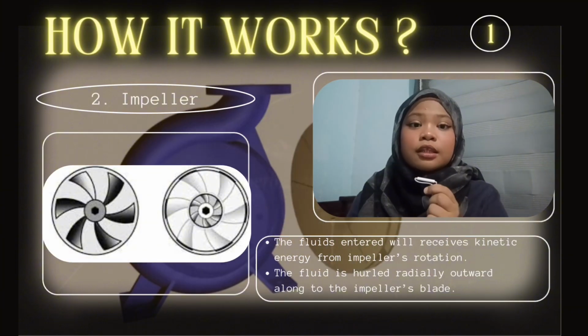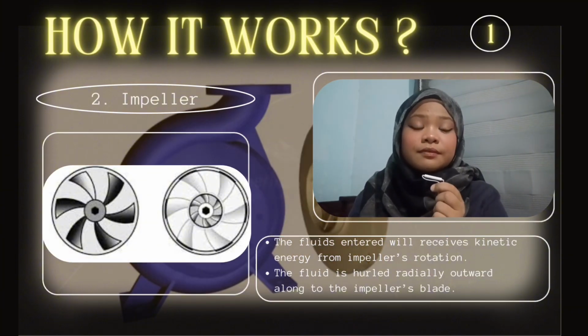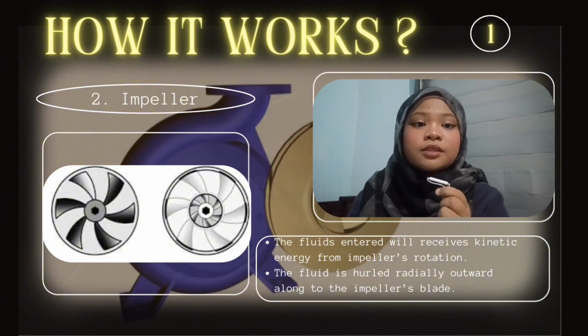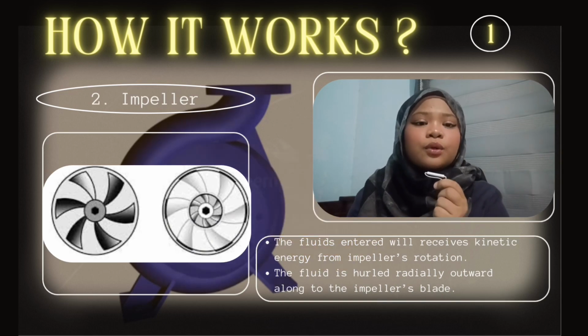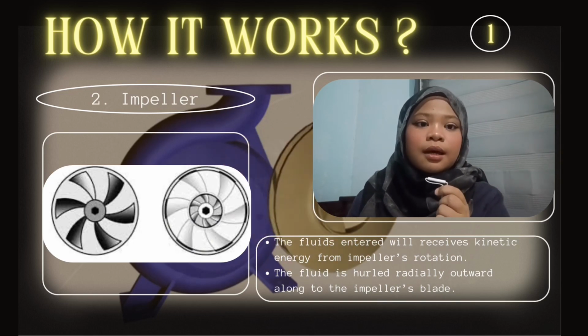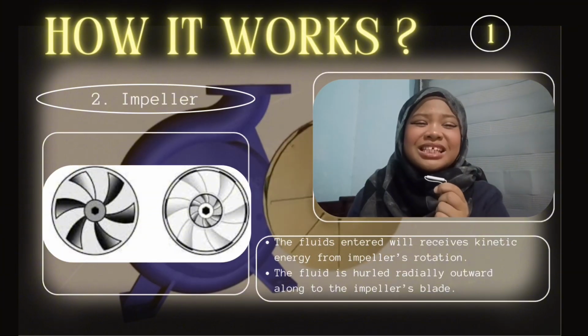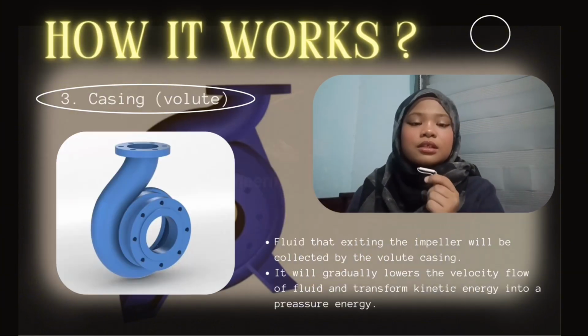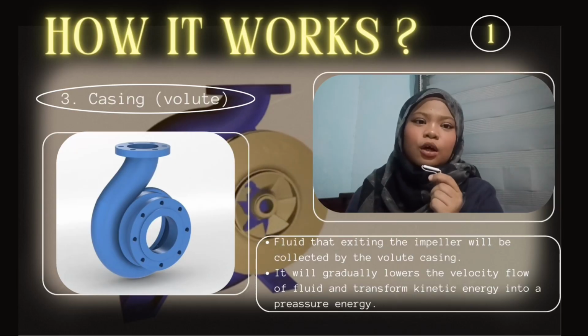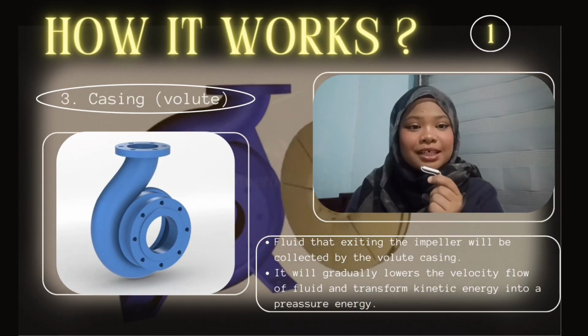In the impeller, the fluid that enters will receive kinetic energy from the impeller's fast rotation. Then the fluid is hurled radially outward along the impeller's blade by centrifugal force, which increases its kinetic energy and its velocity. So the last one is the casing, or we call it the volute casing.